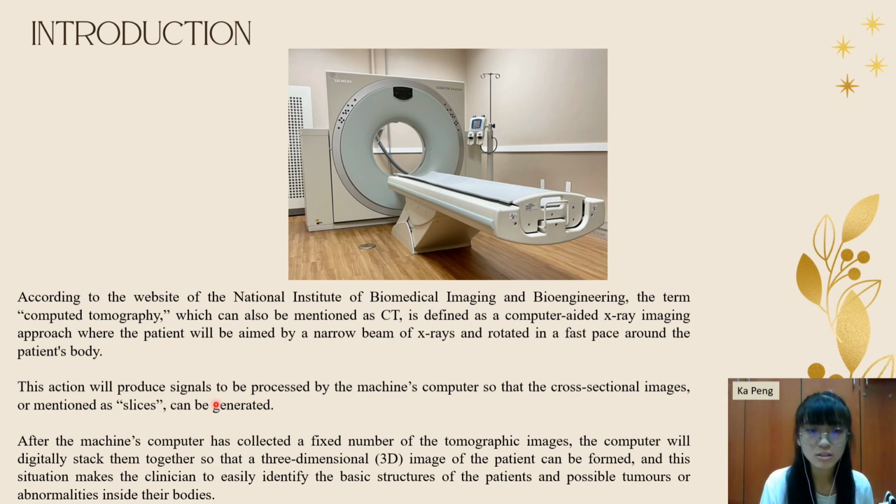This action will produce signals to be processed by the machine's computer so that cross-sectional images, formed as slices, can be generated. After the machine's computer has collected a fixed number of the tomographic images, the computer will digitally stack them together so that a 3D image of the patient can be formed, and this makes the clinician able to easily identify the basic structures of the patients and possible tumors or abnormalities inside their bodies.